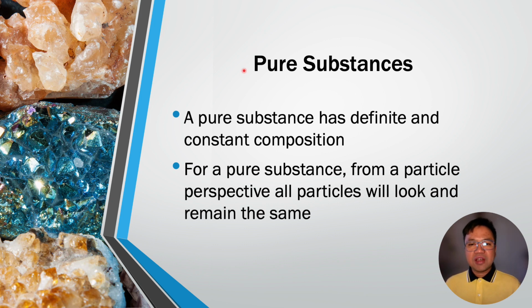Now let's shrink down to the size of atoms and take a closer look. From a particle perspective, all particles in the pure substance are identical twins. They look the same and they stay the same, regardless of where you find them in the substance. This uniformity gives pure substances their unique properties and makes them predictable, which is something scientists love.